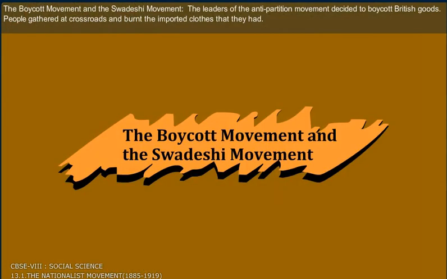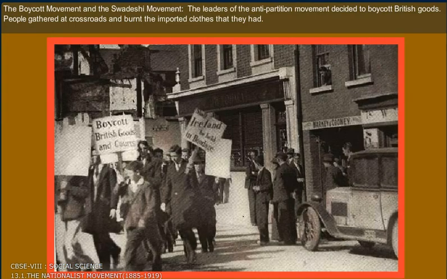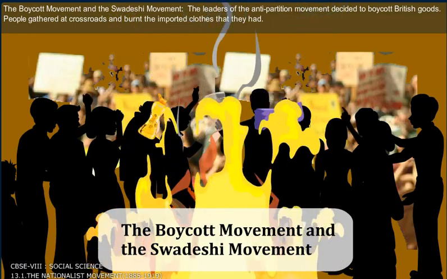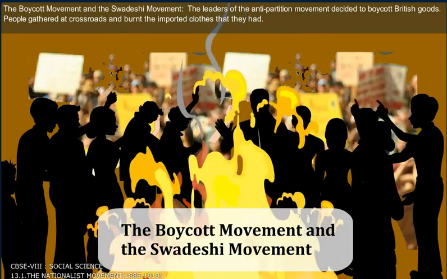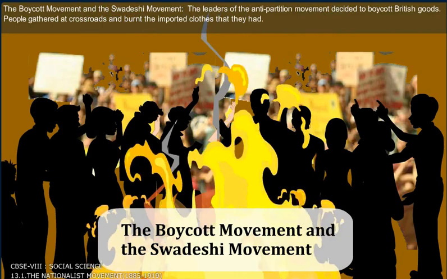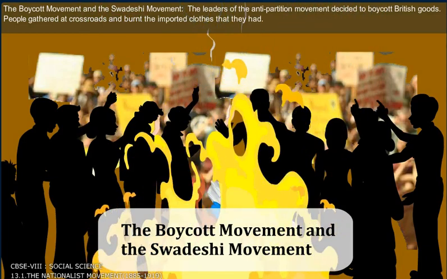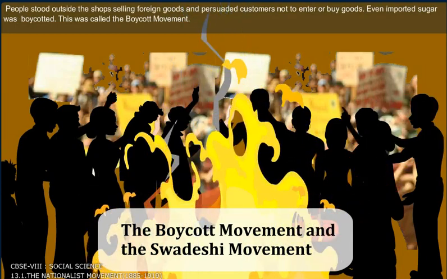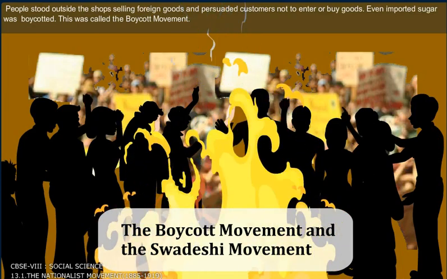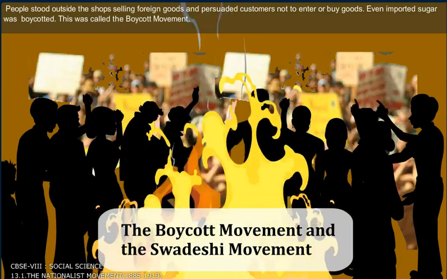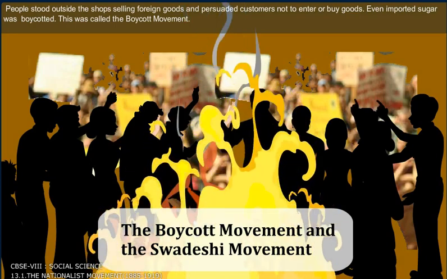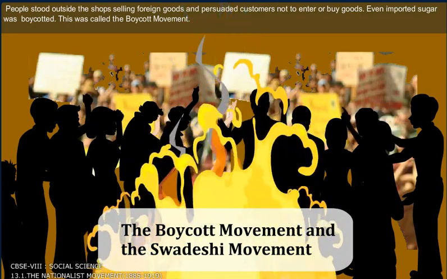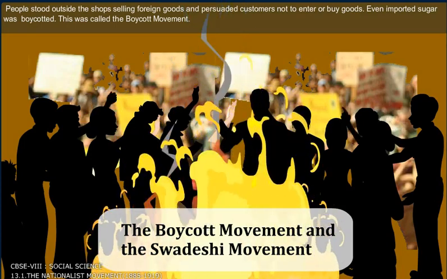The boycott movement and the Swadeshi movement. The leaders of the anti-partition movement decided to boycott British goods. People gathered at crossroads and burned the imported cloth that they had. People stood outside the shops selling foreign goods and persuaded customers not to enter or buy goods. Even imported sugar was boycotted. This was called the boycott movement.